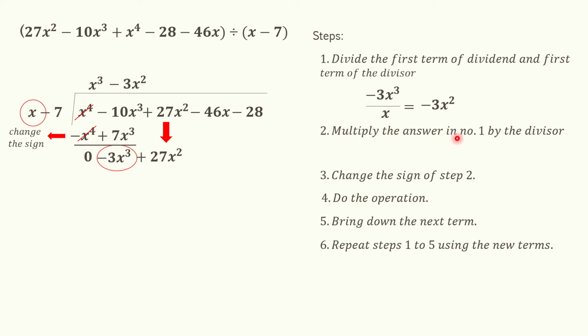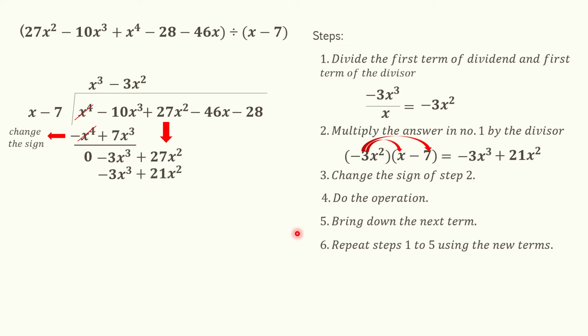After that, we go back to step number 2. It says to multiply the answer in number 1 by the divisor. Our answer in number 1 is negative 3x squared. Then we multiply it by the divisor, which is still the same. Negative 3x squared times x is negative 3x cubed. Negative 3x squared times negative 7 is positive 21x squared. We line up the same exponents again: negative 3x cubed plus 21x squared.